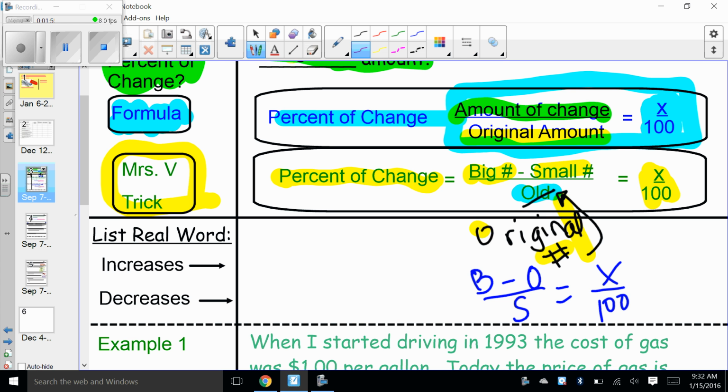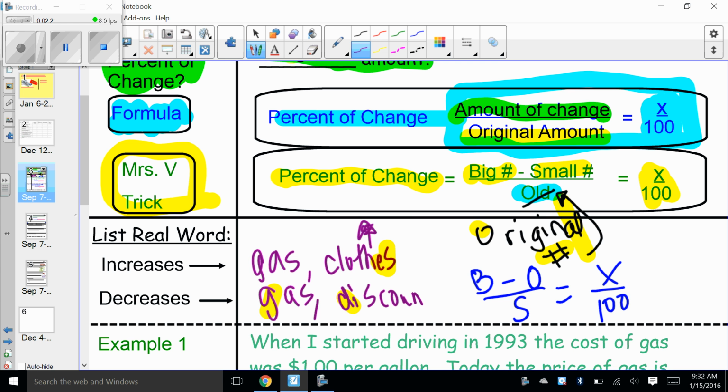So we're going to start with some things that we know that increase in the real world. Well, we know that we have an increase in gas prices. We can also have a decrease in gas prices. Gas prices kind of go up and down, up and down. We can have a change in clothes. We have an increase in clothes when we've talked about before that we have a markup. When we have a markup situation, we're going to jack up the price. Or we could have a decrease in the clothes when we have a discount situation.